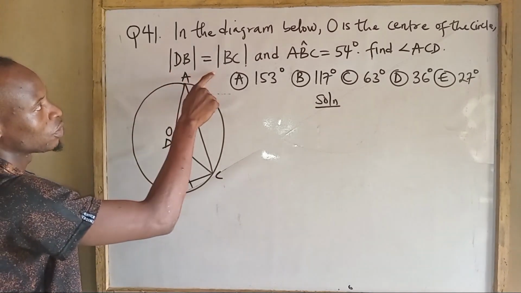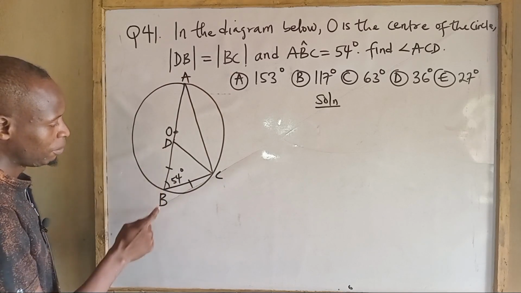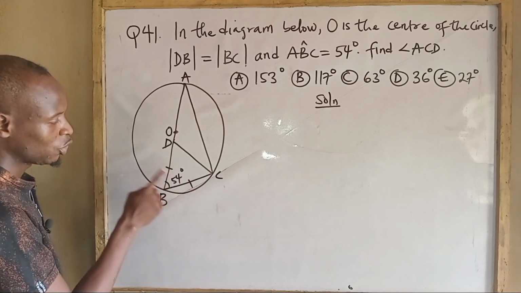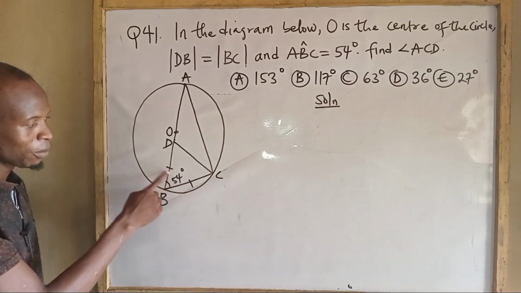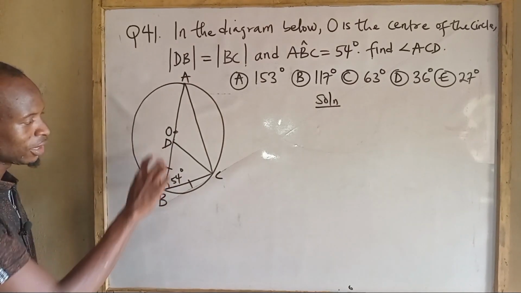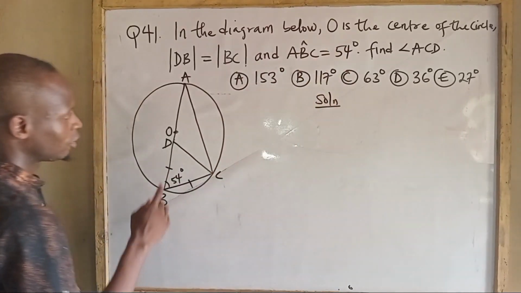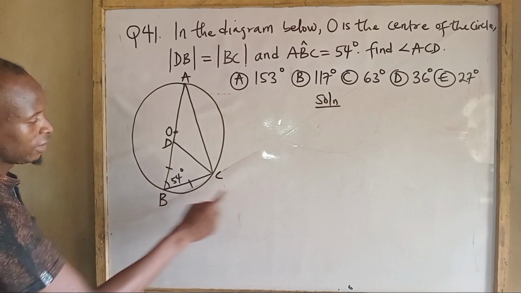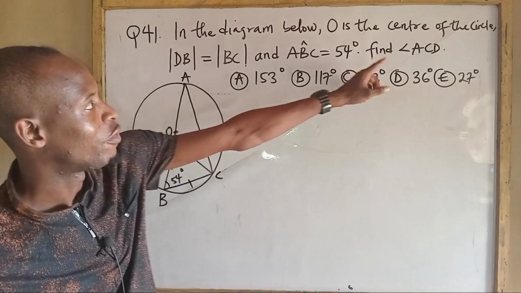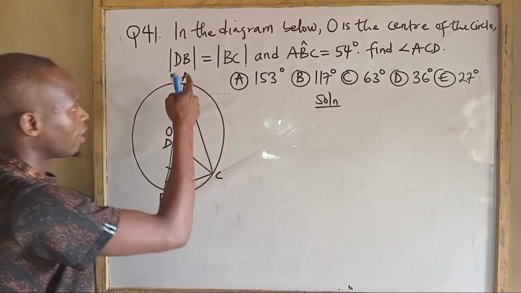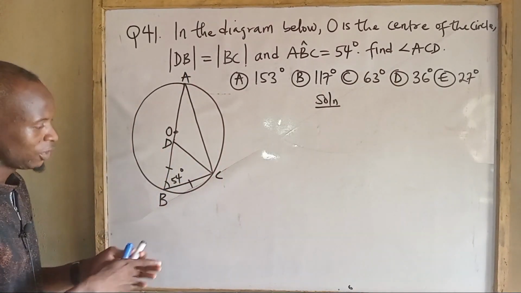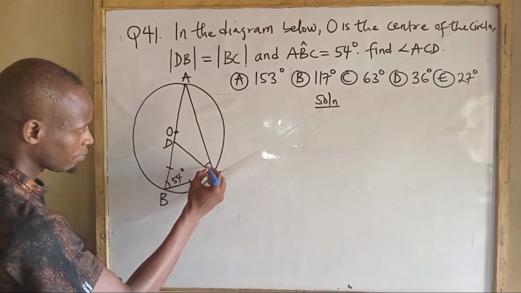Side DB is equal to side BC. This is DB and this is side BC. That shows properties of what? Isosceles. So they are said to be equal. And angle ABC is equal to 54, so this is ABC, 54 degrees. So we have to find angle ACD. That means we are looking for this angle here.